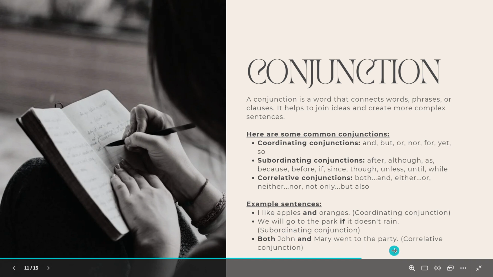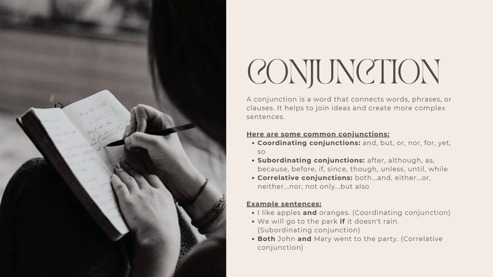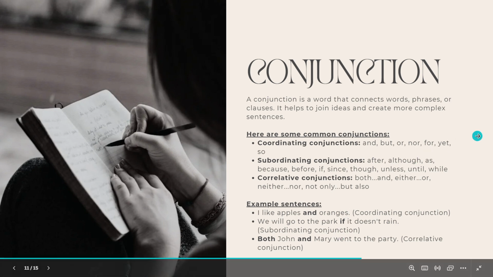Both John and Mary went to the party. Now this is a correlative conjunction, where two words are being used in a pair, right? Two words, two phrases are being added here using words that come in pairs: both, and; either, or; neither, nor; not only, but also, right?